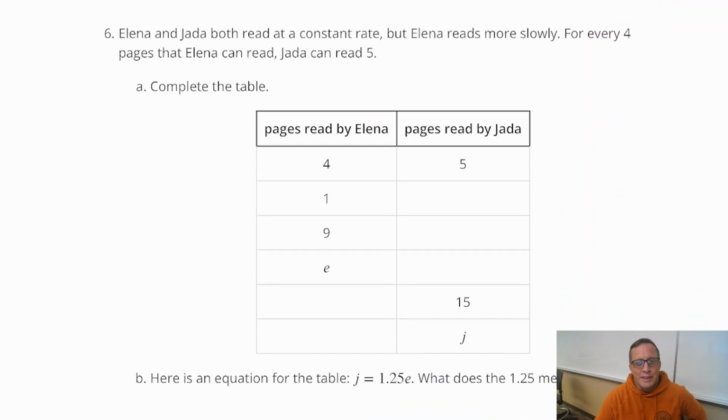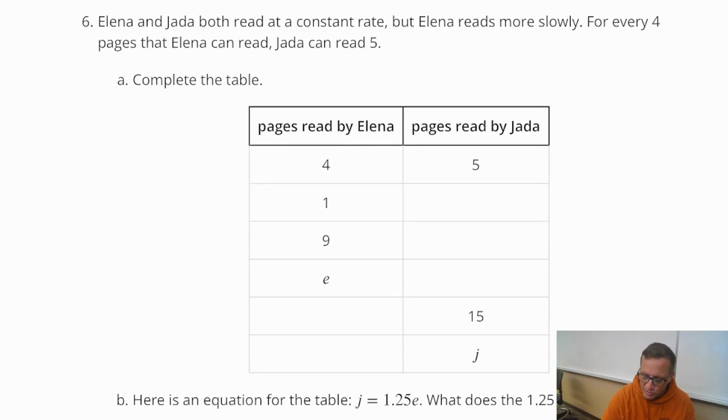All right, number 6. Elena and Jada both read at a constant rate, but Elena reads more slowly. For every 4 pages that Elena can read, Jada can read 5. All right, so what we're going to want to do on this one is harken back to a previous unit and figure out the constant of proportionality.